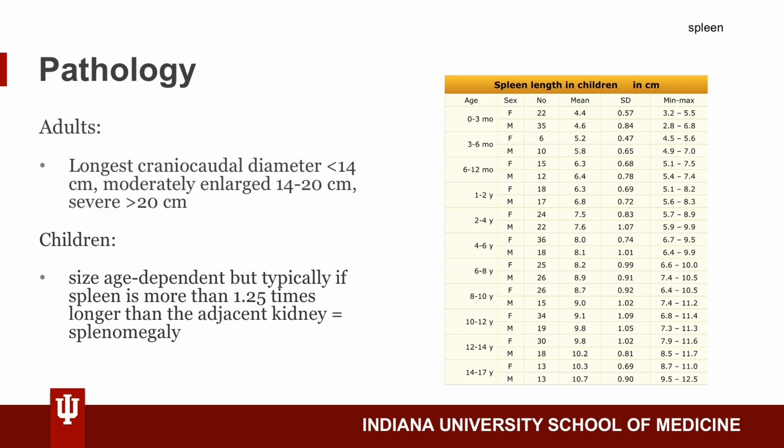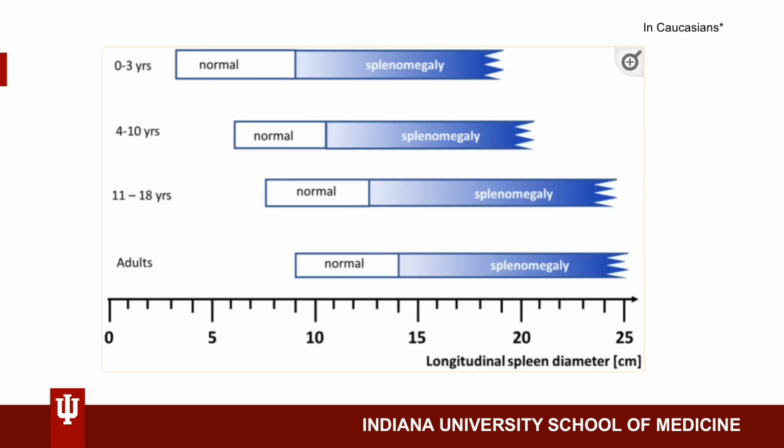But here you can also see, in the right-most side of the column, normal expected ranges for spleen size in children. And this is just a nice table putting together the table we saw on the previous slide. This is from a study done in Caucasians showing the cutoffs between normal and splenomegaly.